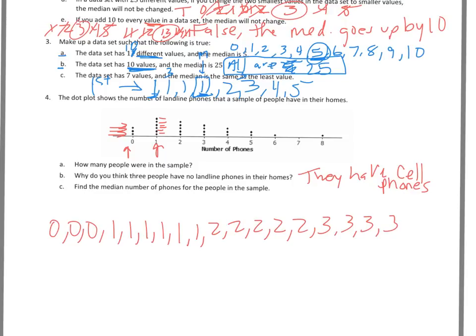Or I could start crossing off dots. Or I can count how many total there are. And I can figure out where my halfway point is. So I'm going to say 1, 2, 3, 4, 5, 6, 7, 8, 9, 10, 11, 12, 13, 14, 15, 16, 17, 18, 19, 20, 21, 22, 23, 24, 25. So 25 total. And that answers A, even though I told you you could do it. And I know that I'm going to cross off 12 on each side to get to my 13th value.